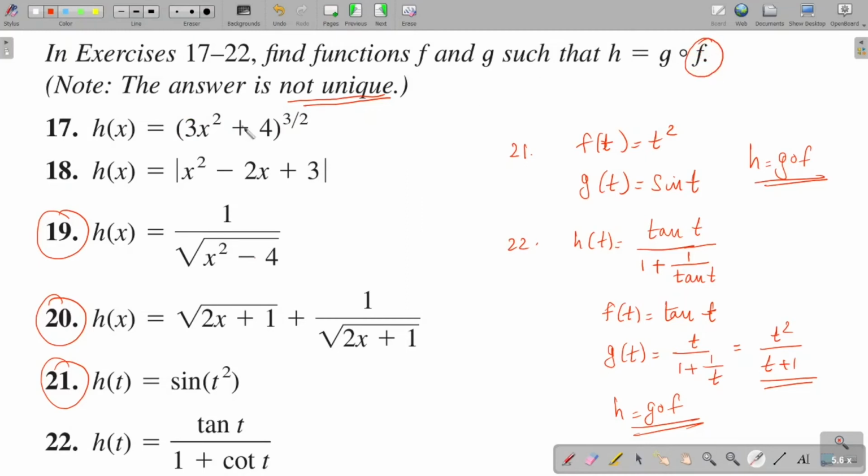That is, f of x equal to the first function you have to perform. And then the second function you have to perform here in the case of the 17th problem is something raised to 3 by 2. That you define as the first function of the composite. So that is g of x is equal to x raised to 3 by 2. So that's a way of splitting a function into the composite of two functions. And you may note that the answer is not unique.